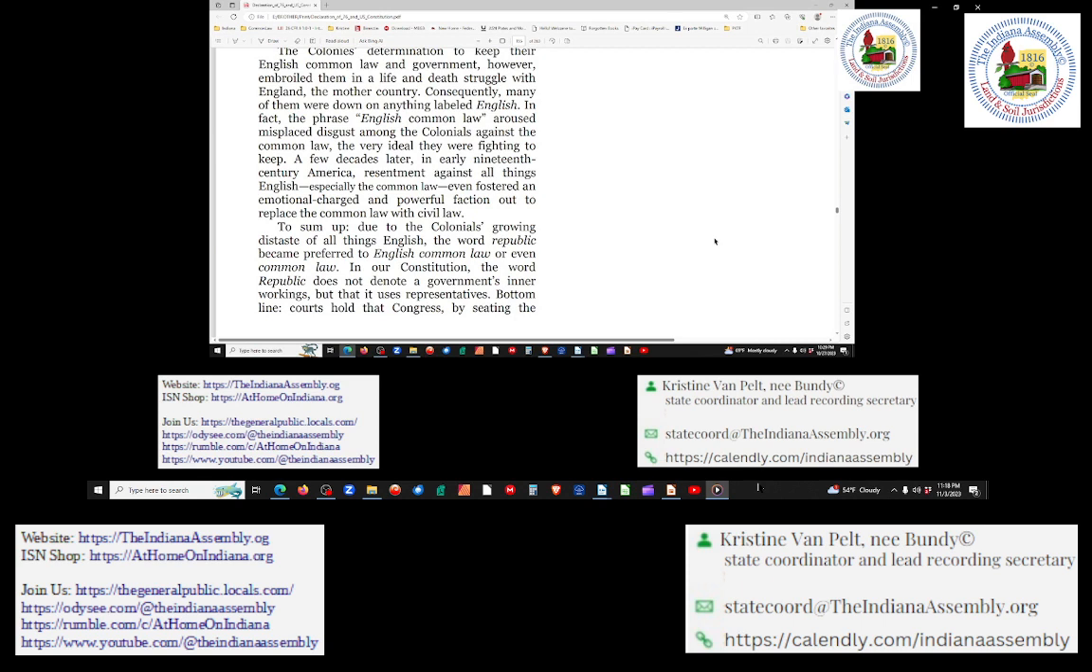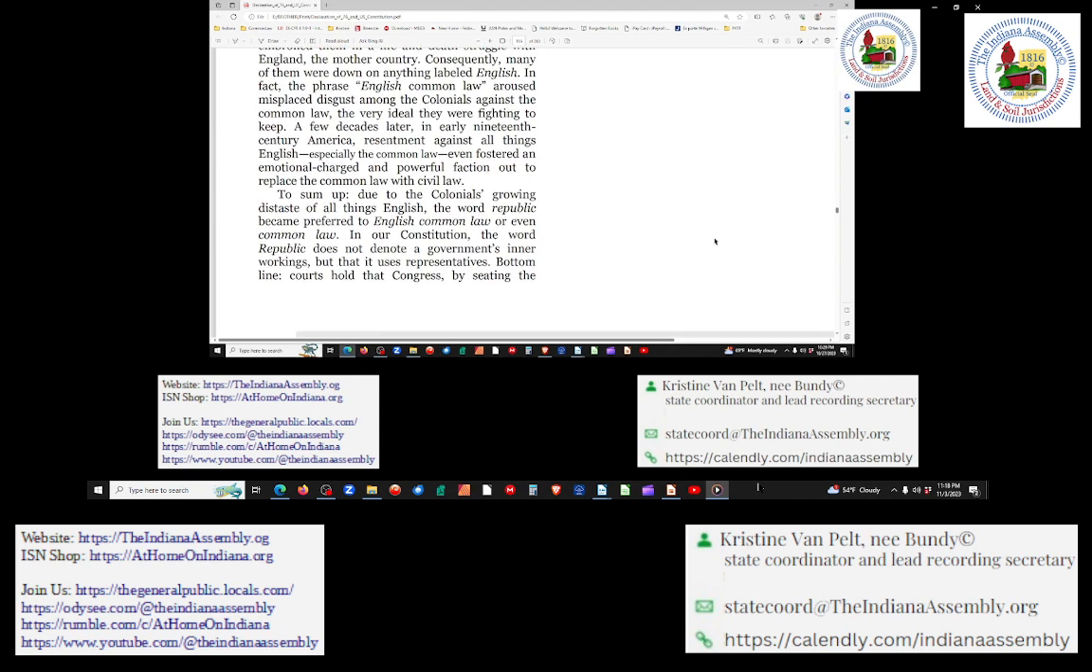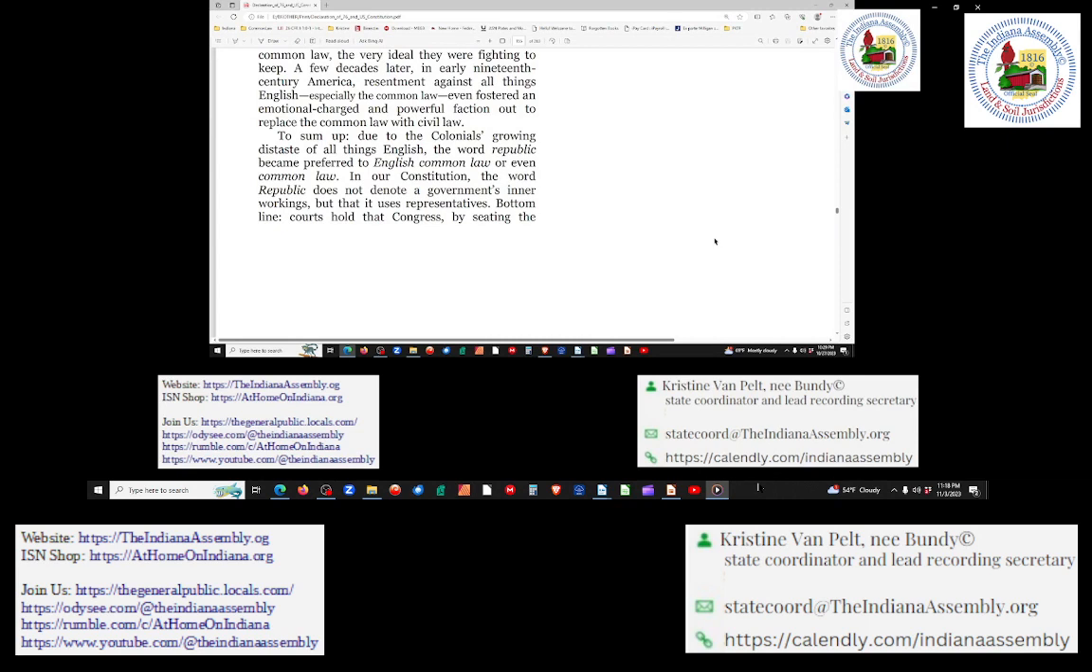A few decades later, in early 19th century America, resentment against all things English, especially the common law, even fostered an emotionally charged and powerful faction out to replace the common law with civil law. To sum up, due to the colonials' growing distaste of all things English, the word republic became preferred to English common law, or even common law. In our Constitution, the word republic does not denote a government's inner workings, but that it uses representatives.